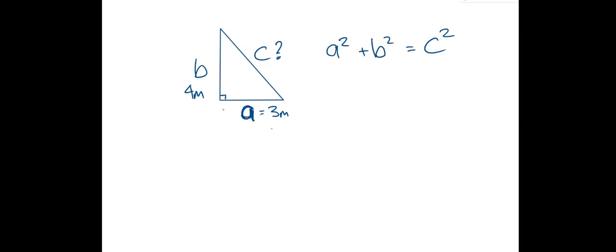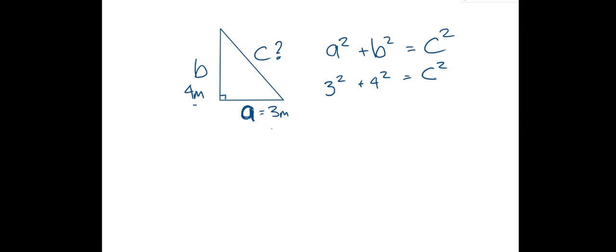Well, we know that we can just substitute in and then solve for C. And C is squared here, so we know that at some stage we're going to be taking a square root to solve it. But let's put them in now just to see how we go. A is 3, so 3 squared. B is 4, 4 squared, equals C squared. Okay, so far so good.